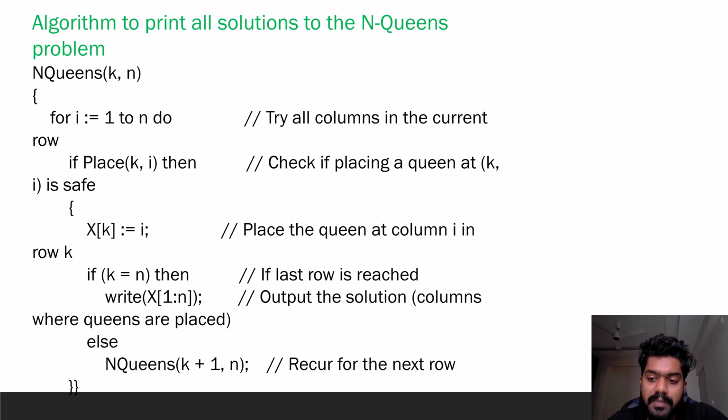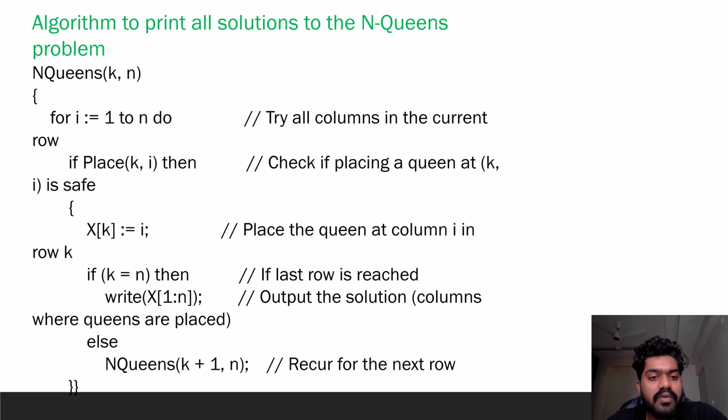That is for checking whether the queen can be placed in the ith column or ith row. Now this algorithm is used to find the number of solutions. In a 4x4 chessboard, we can have many solutions. To check it, we'll call a function NQueens(k, n), where k represents the row and n represents the size of the chessboard, that is, n by n.